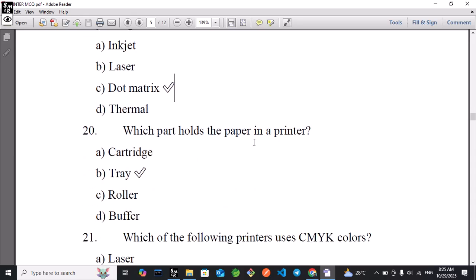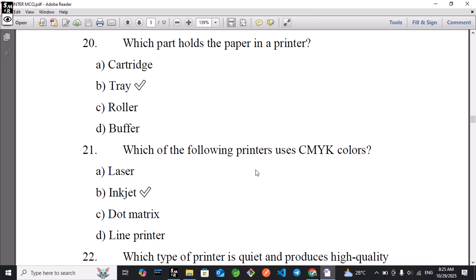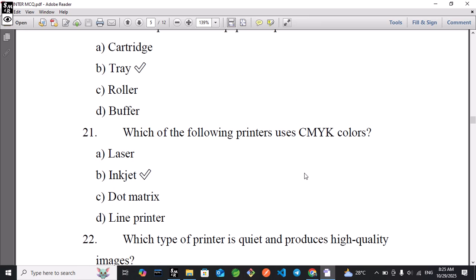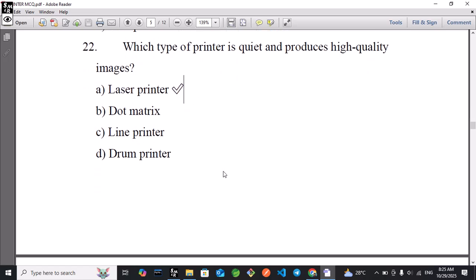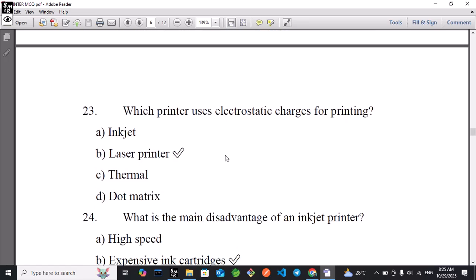Which part holds the paper in a printer? Tray. Which of the following printers uses CMYK colors? Inkjet. Which type of printer is quiet and produces high quality images? Laser printer. Which printer uses electrostatic charges for printing? Laser printer.